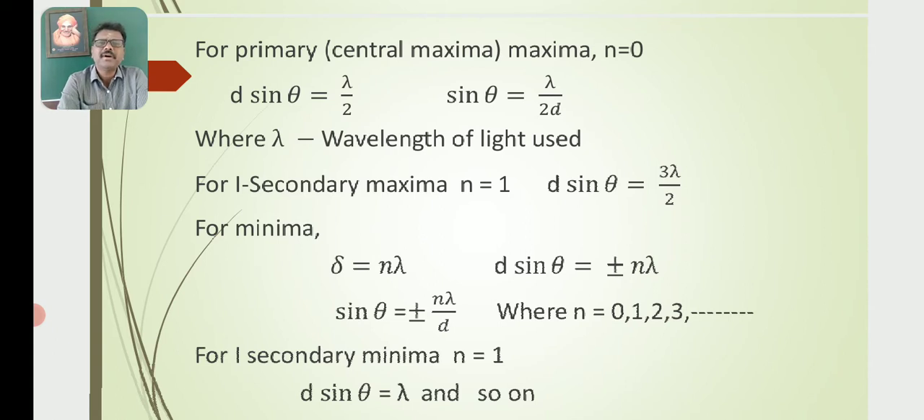Then for minima, delta is equal to n lambda. d sin theta is equal to plus or minus n lambda, so sin theta is equal to plus or minus n lambda by d. So that means in case of diffraction for minima, the path difference must be equal to an even multiple of lambda by 2. For the first secondary minima, n is equal to 1. Then the above equation becomes d sin theta is equal to lambda, and so on.